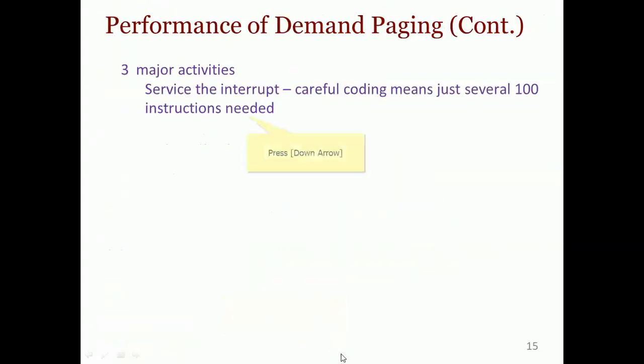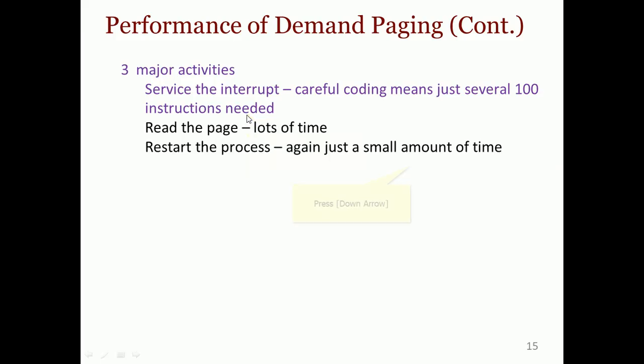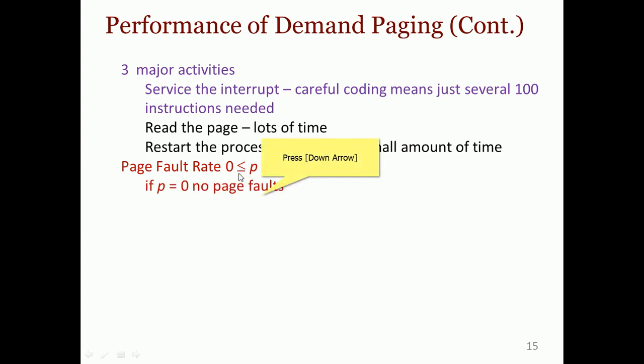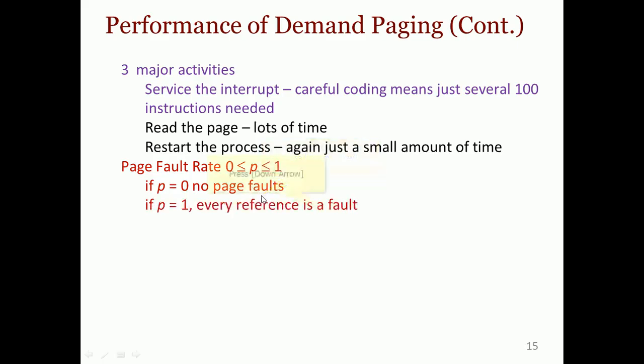So performance has three major activities: service the interrupt, which with careful coding means just several hundred instructions are needed; read the page, where lots of time is required; and restart the process, again just a small amount of time. So p is the probability of page faults, and the rate will be in the range of 0 to 1. P equal to 0 means no page faults. P equal to 1 means every reference is a fault, that is a 100% page fault rate.